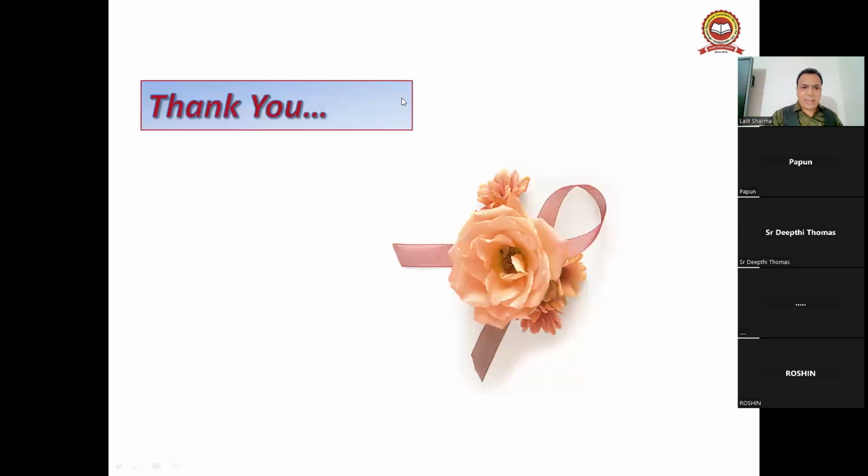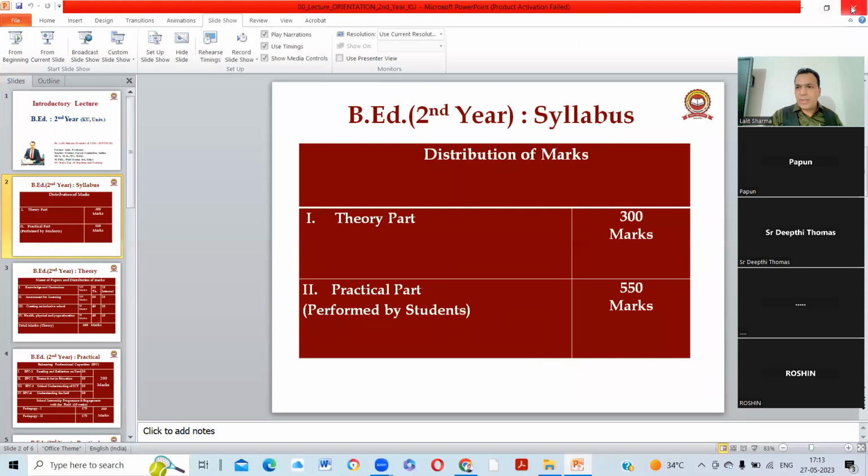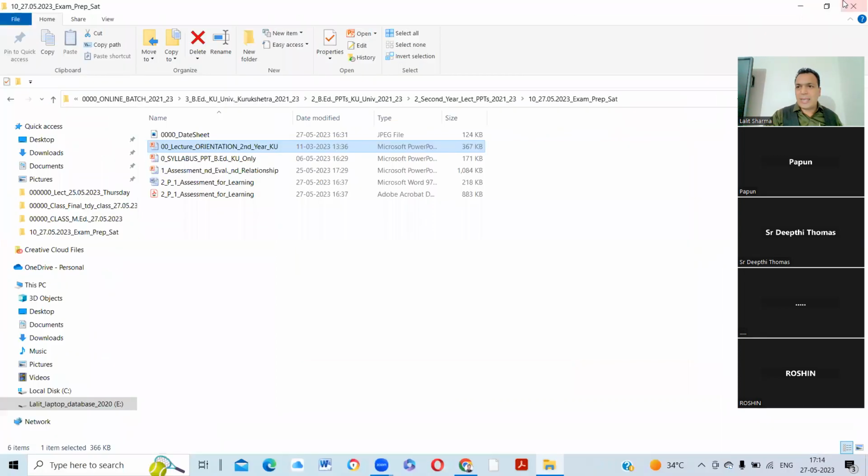So directly I move to today's class, which is the exam preparation class of assessment for learning, your second paper. Now I move to my third PPT, assessment and evaluation and their relationship. First we understand that. After that, we will move to the fourth PPT, which is the PDF file of 55 pages, which I have sent to you today.